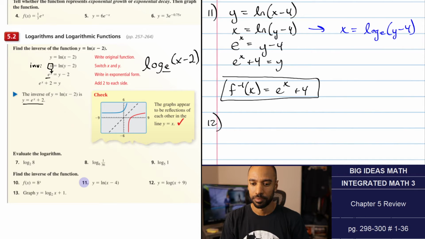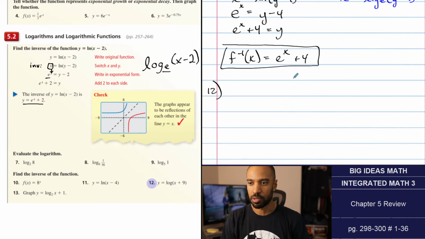Number 12, we have y equals log of x plus 9. Notice this one also has a missing base. We're going to get to that.